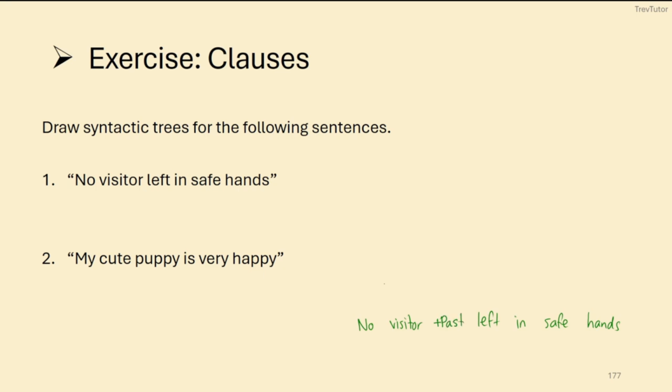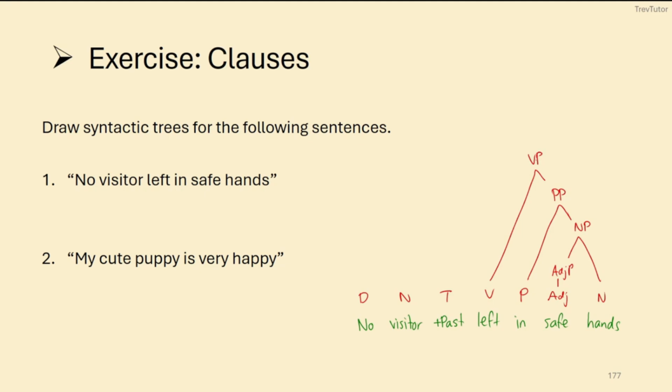Now, when we label our categories, for "no visitor," we're going to have determiner and noun. Past is going to be a tense. Left is a verb. In is a preposition. And "safe hands" is our noun phrase consisting of the adjective safe and the noun hands. So I'm going to build from right to left. The adjective needs to build into an adjective phrase, and that's going to modify the noun hands. So "safe hands" will be a noun phrase. The preposition is introducing a noun phrase as its complement. So the preposition builds into a PP with the NP on its right. And left is introducing that prepositional phrase as a modifier. So that will build into a verb phrase, "left in safe hands."